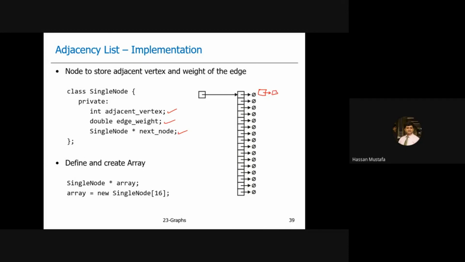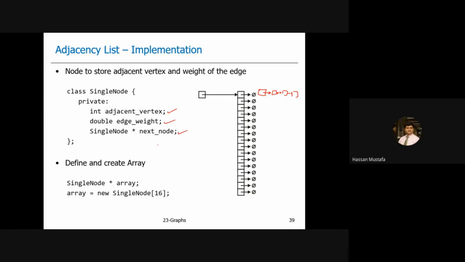So that becomes a linked list, and I can grow this linked list as much as I can. So that's the simple implementation of an adjacency list. I hope this makes real sense. So that's it about the implementation of the graphs.